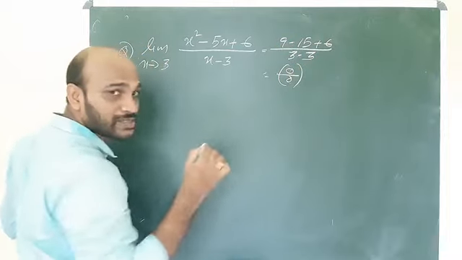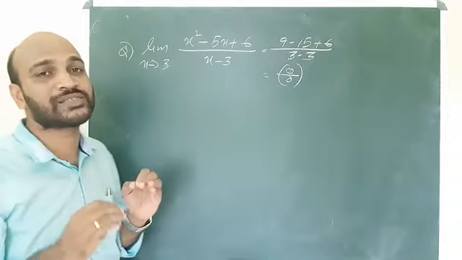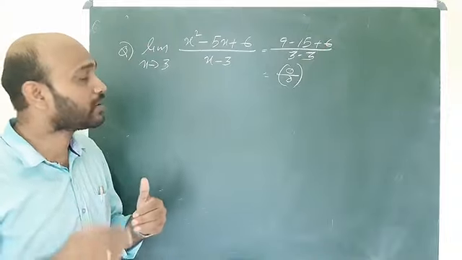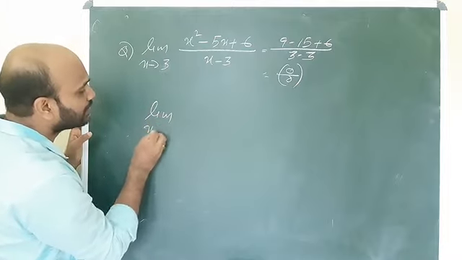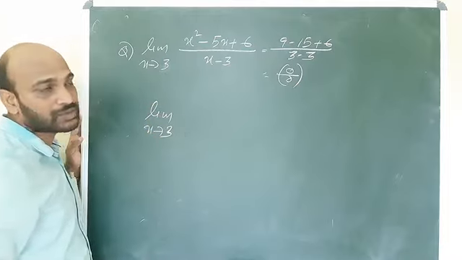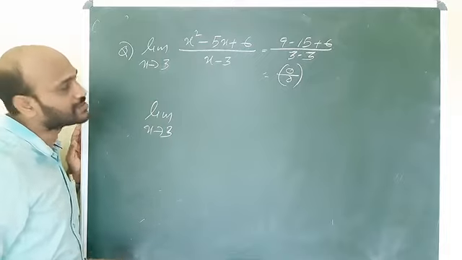So we can say it is 0 by 0 form. So what do you have to go for? You have to factorize. So how can we factorize? Numerator is a quadratic polynomial, so we can factorize this one very easily.